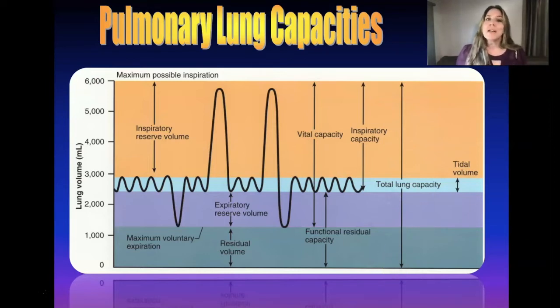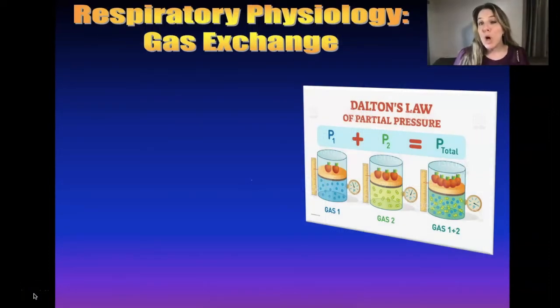Hope you are able to understand this graph because, again, it's an important concept in respiratory physiology. So now that we understand pulmonary ventilation and we can quantify it and graph it, we are ready to go molecular and look at how oxygen and carbon dioxide specifically are exchanged in the lungs and in the other tissues of the body.